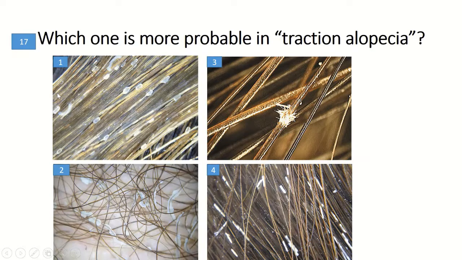Question 17. Which one is more probable in traction alopecia? Figure 1 is indicative of white piedra. Figure 2 is indicative of trichomycosis. In figure 3, you see trichorrhexis nodosa, and in 4, you see the cast. Among them, as you know, cast could be seen in traction alopecia. So the correct answer is 4. Cast in traction alopecia.